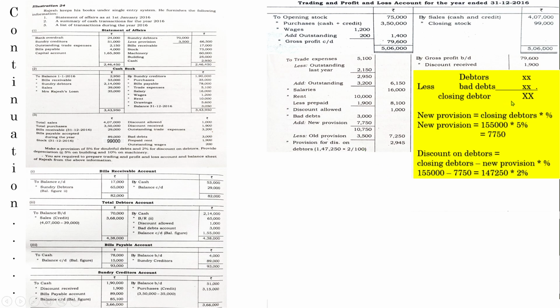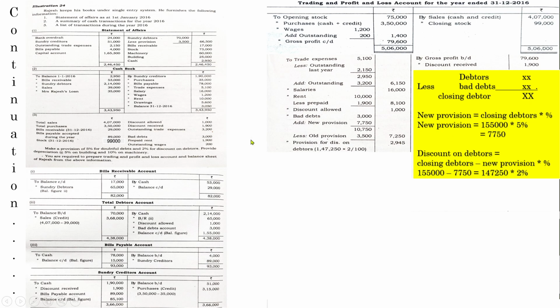Here we have mentioned that closing debtors is used to find the new provision. New provision means a provision is created in order to meet any debtors' bad debts. And whenever there are bad debts during the year, that loss is met out of the new provision. And to whom will we give discount? We will provide discount to those debtors who do not fail in repaying the debt. That is, good debtors. So here we got closing debtors 1,55,000.